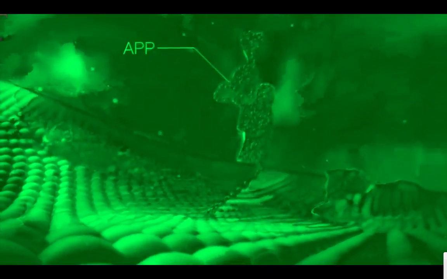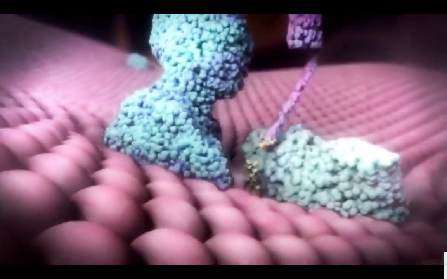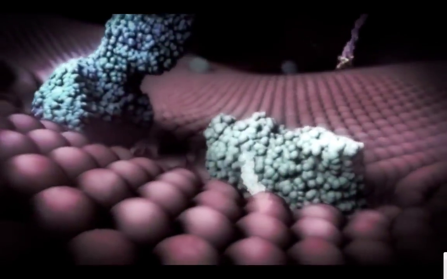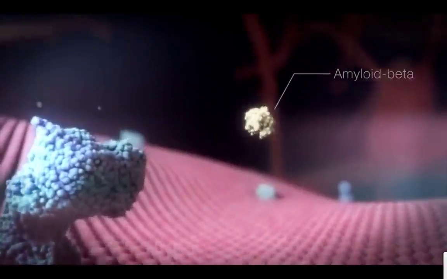On the surface of the neuron is a large protein called APP. Normally, APP is sectioned by enzymes on the surface of the neuron, and it frees a protein called amyloid beta. The amyloid beta protein is then cleared in the body.